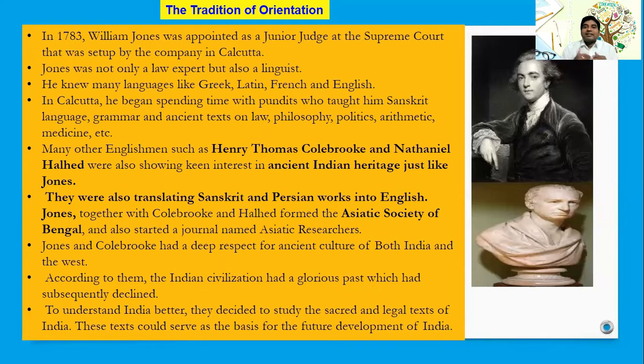While he learned the Sanskrit language, that made him understand the ancient Indian texts which were written in Sanskrit. So he had an idea about the knowledge in the ancient Indian books, that is law, philosophy, politics, arithmetic, and medicine. So he defined Indian civilization as having had a great or glorious past which subsequently declined over a period of time.